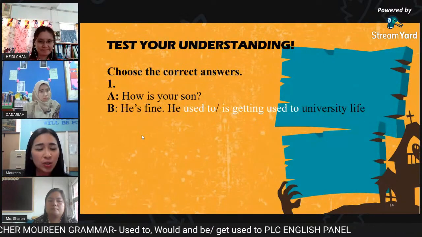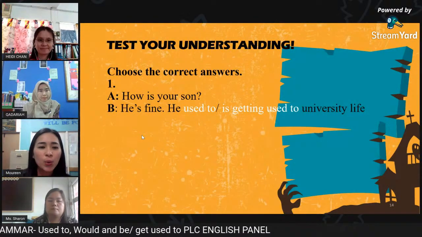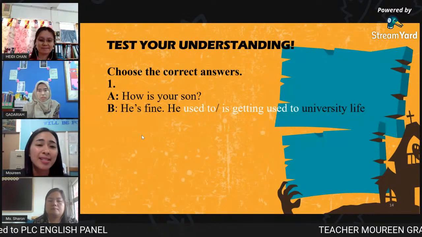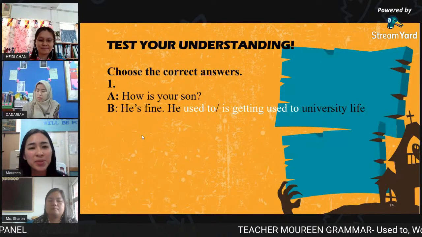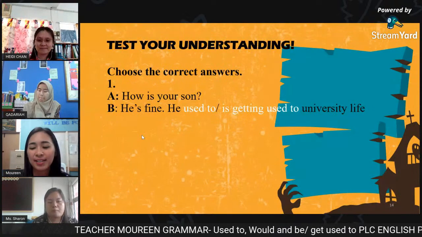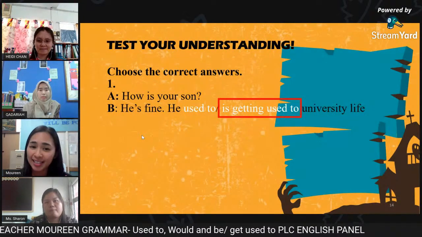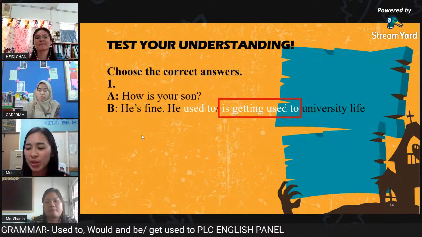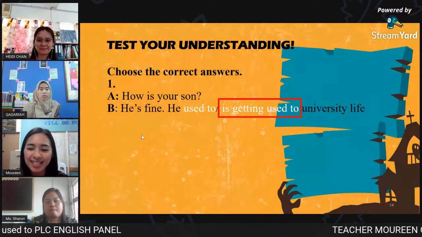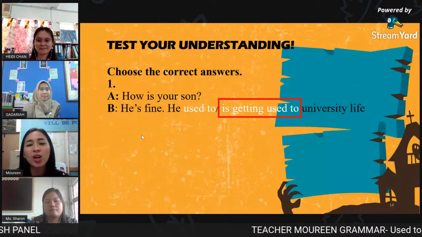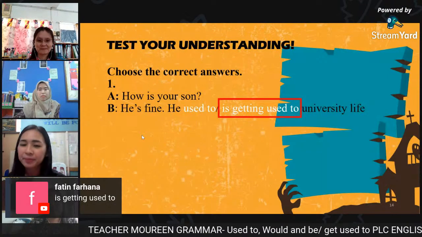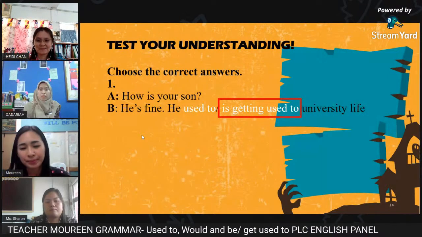It is not, right? So it is not in the past. So we cannot use used to. But is getting used to means the son is in the process of getting familiar to university life. So the answer is none other than is getting used to. So yes, pat on your shoulder for getting the correct answer. And don't forget to tick in your paper where you put your answer also just now. All right? So, good job.